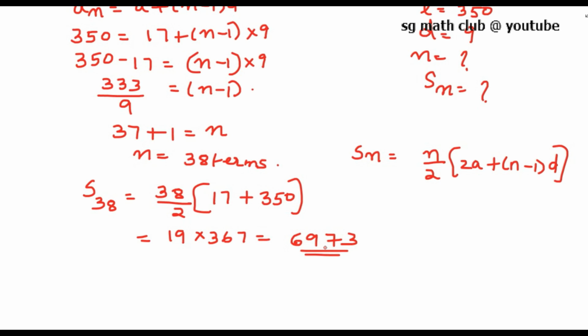So in this video we are mainly using this formula Sn is equal to n by 2 into 2a plus n minus 1 into d. This is the formula to find out sum of n terms of AP. Two formulas are there. The other formula is n by 2 into first term plus last term.